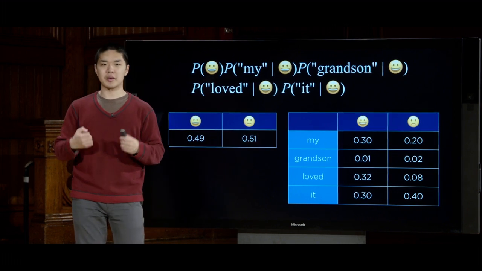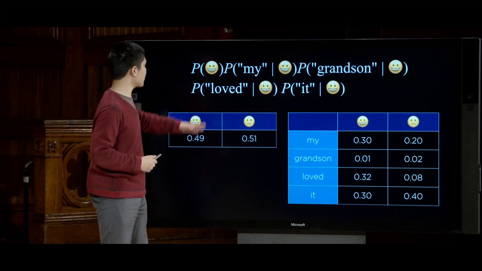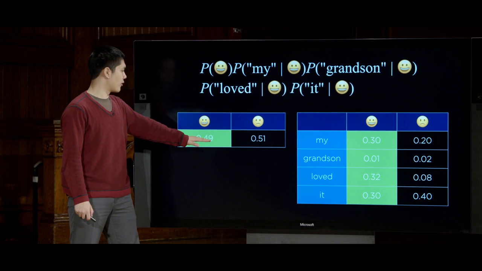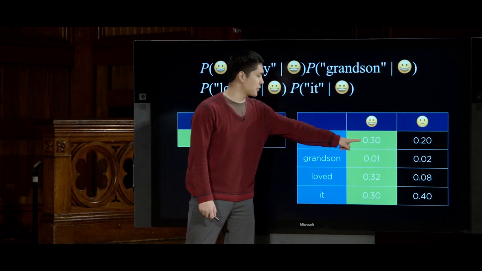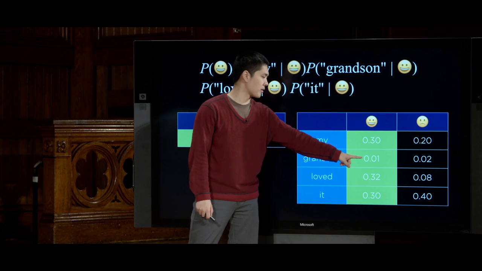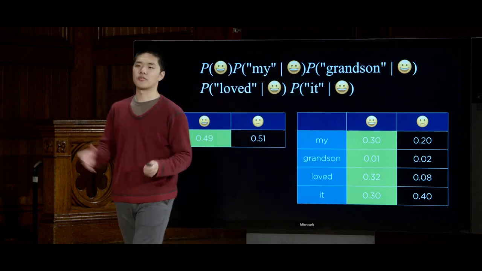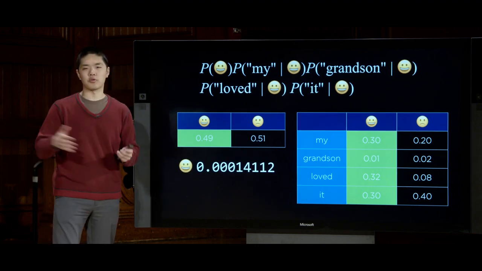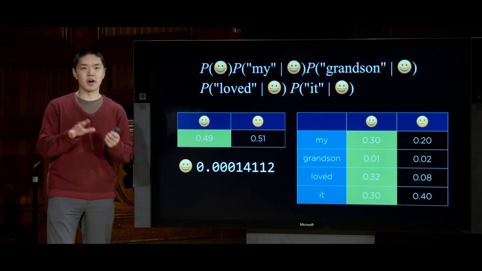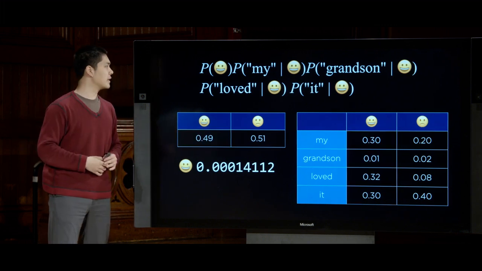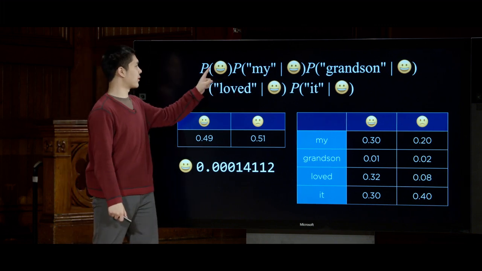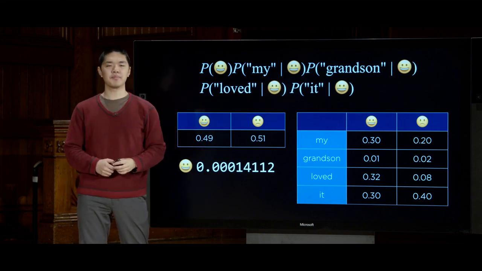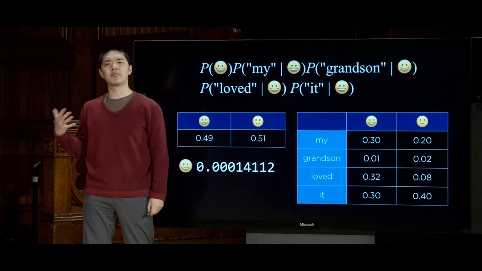But now we have data with which we can begin to calculate this expression. So how do I calculate multiplying all these values together? Well, it's just going to be multiplying the probability that it's positive times the probability of my given positive times the probability of grandson given positive, and so on and so forth for each of the other words. And if you multiply all of those values together, you get 0.00014112. By itself, this is not a meaningful number. But it's going to be meaningful if you compare this expression, the probability that it's positive, times the probability of all of the words, given that I know that the message is positive, and compare it to the same thing, but for negative sentiment messages instead.